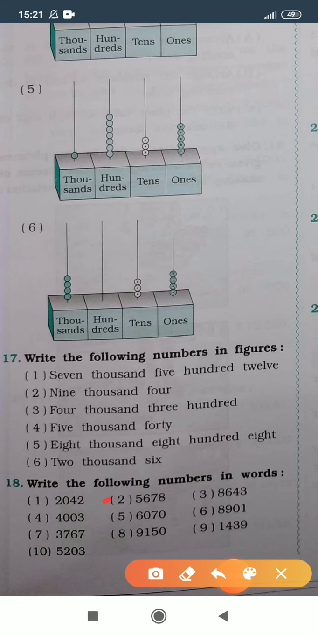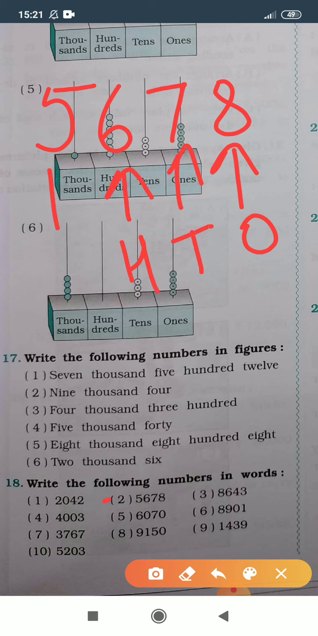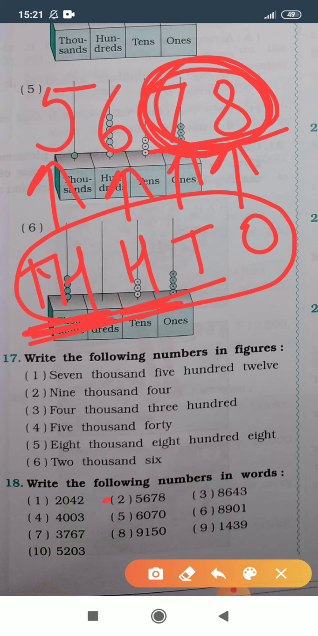Let's see number 2, 5678. 8 is on ones place, 7 is on tens place, 6 is on 100 place and this 5 is on 1000 place. These last two digit number will be pronounced together. So let's start. 5 is on 1000 place, that means 5678 is your answer. You need to write in words in your notebook.